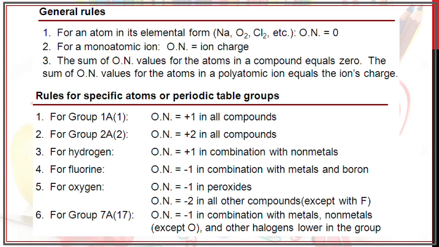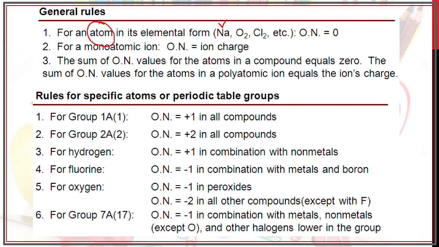is equal to 0. Okay, all the atom. I said here all the atom, so it means that it is in neutral atom. For example, I give here Na. So an Na here is an atom. So this atom, the oxidation number is equal to 0.